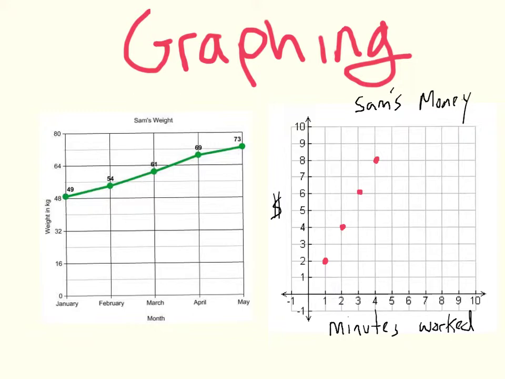For example, I don't see on the graph how much money he earned in 5 minutes, but if you notice a pattern in the graph, we can make a prediction of how much money Sam earned in 5 minutes. What do you think? Sam earned $10 in 5 minutes, and we can see that because the pattern shows us that the next point would be right here. We'll be working more on graphs later this year.